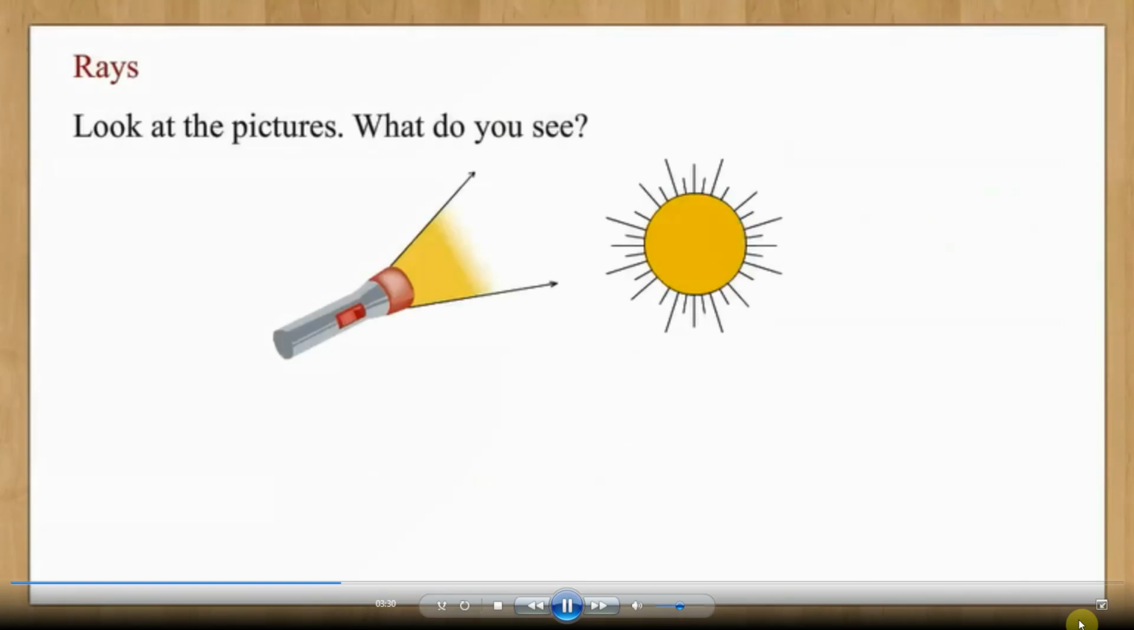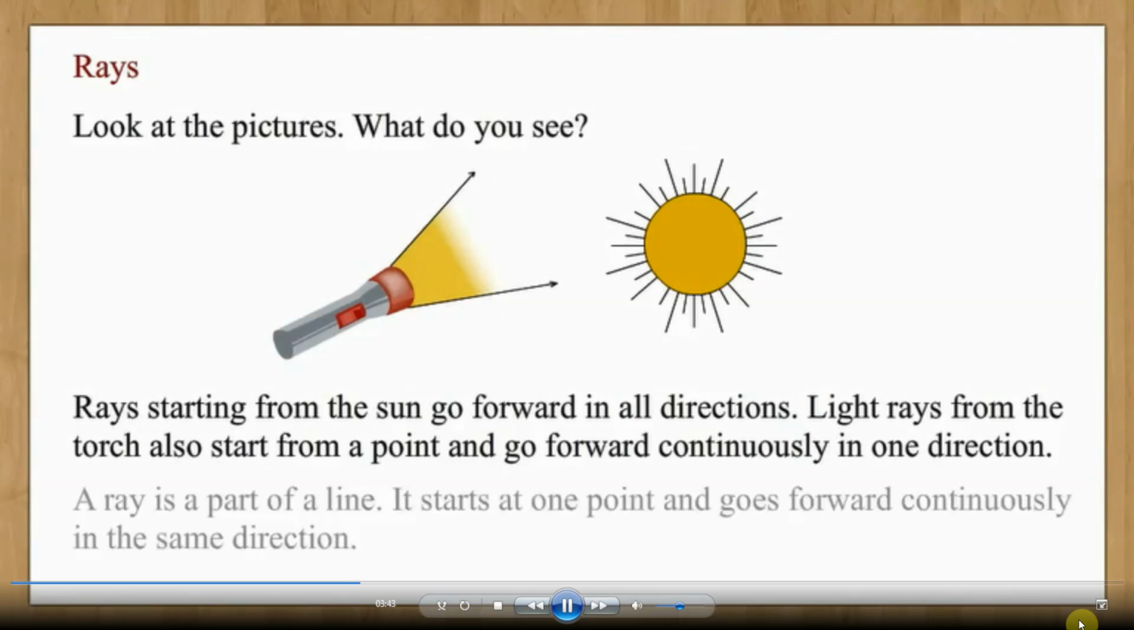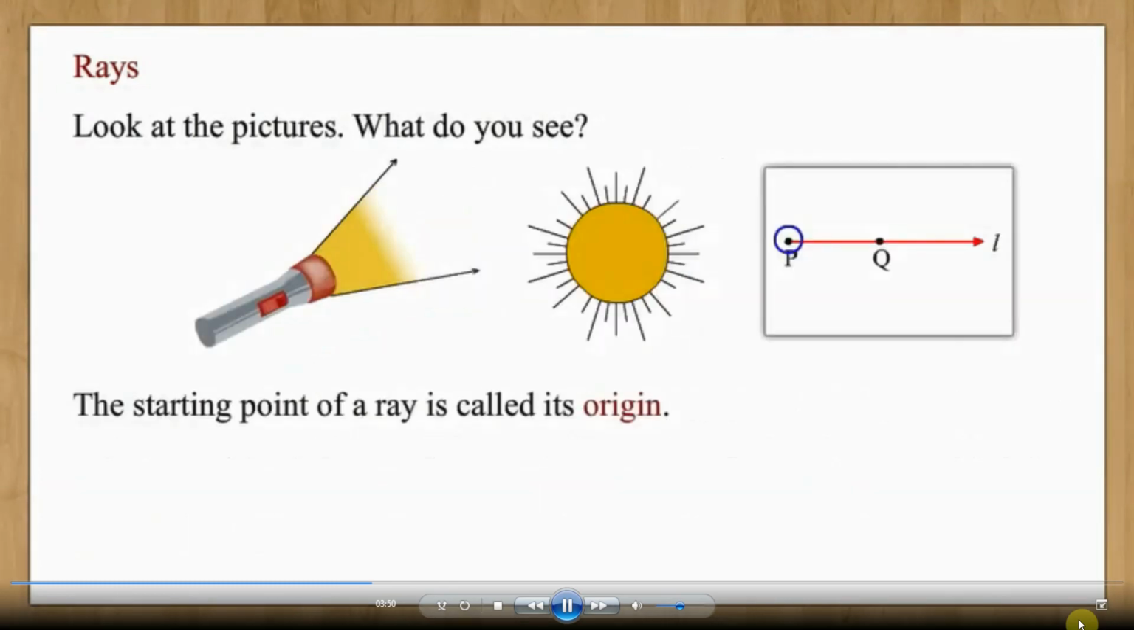Rays. Look at the pictures. What do you see? Rays starting from the sun go forward in all directions. Light rays from the torch also start from a point and go forward continuously in one direction. A ray is a part of a line. It starts at one end and goes forward continuously in the same direction. The starting point of a ray is called its origin.